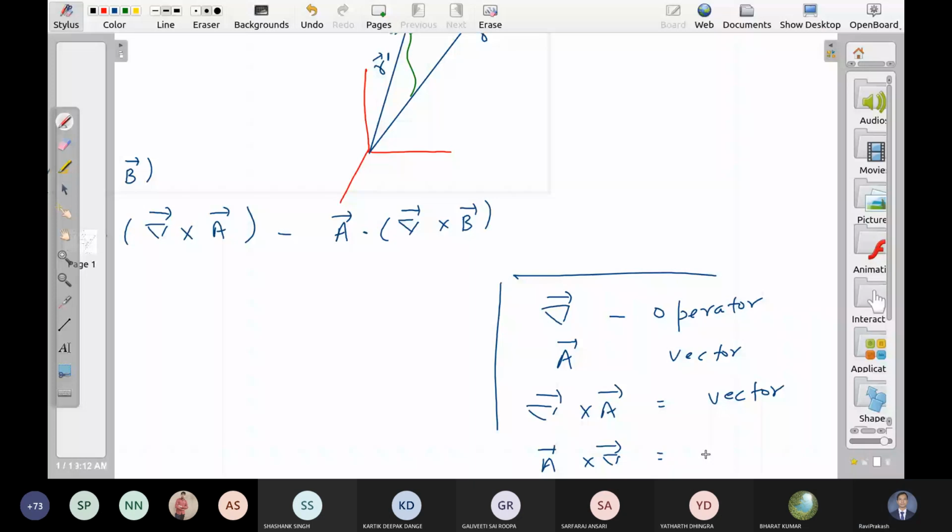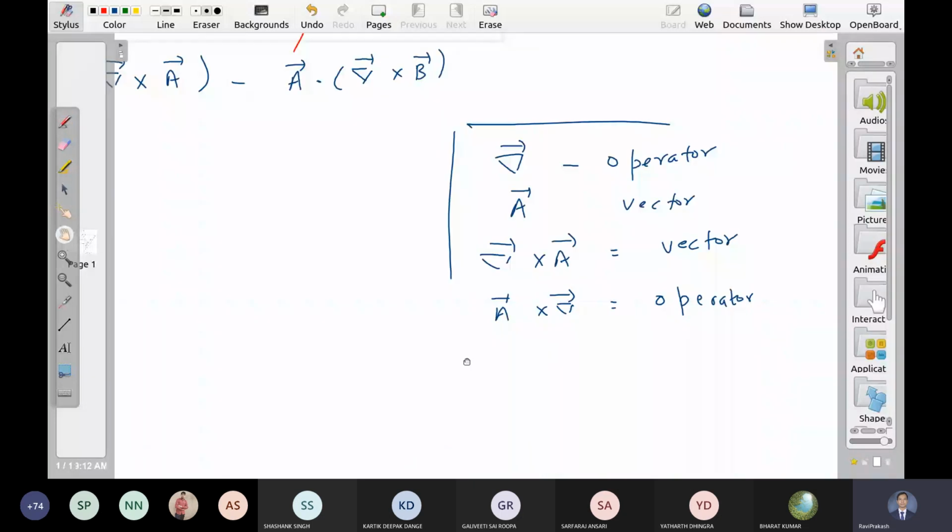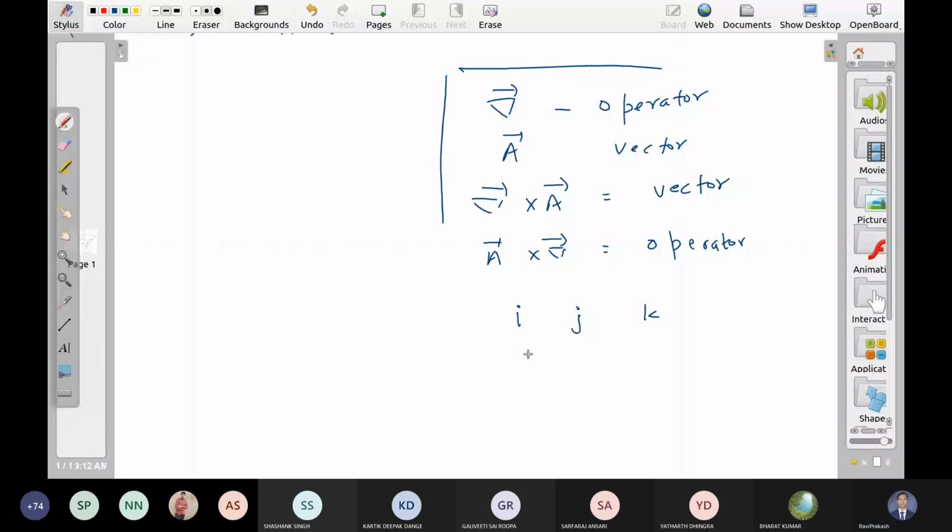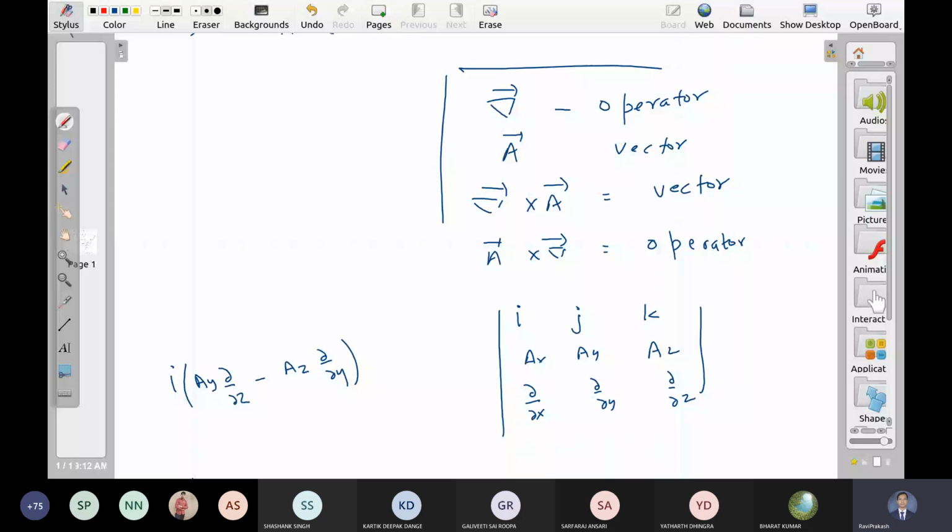A cross del means something like this: i, j, k, Ax, Ay, Az, del x, del y, del z. So the i component is something like this: Ay del over del z minus Az del over del y. Whereas the i component of the other term is this. So this is the i component.